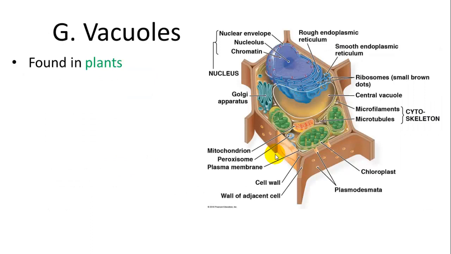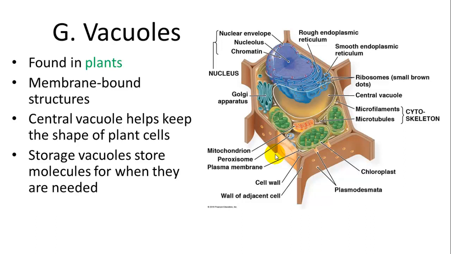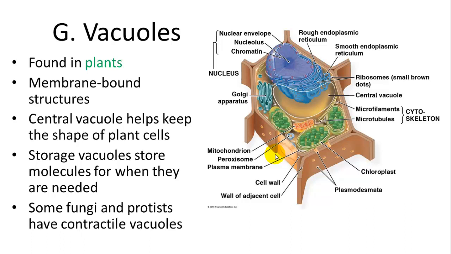All right, vacuoles. Vacuoles aren't found in all eukaryotes. They are found in most, if not all, plants. It's a membrane-bound structure, and depending on the cell, can have different functions. A central vacuole helps to keep the plant shape constant or consistent, or vary depending on other factors. There are also storage vacuoles, which will store molecules for when they are needed. Some fungi and protists also have contractile vacuoles that may help propel water or fluid in or out of the cell.